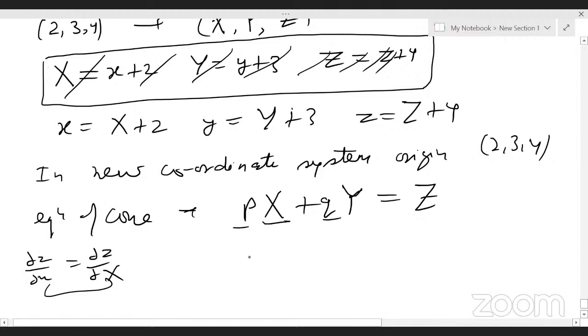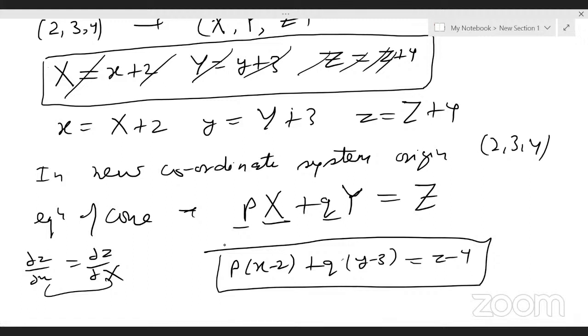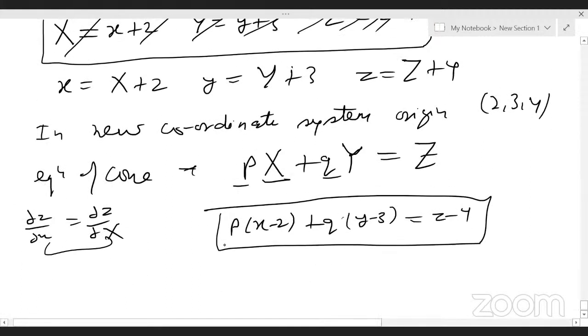Now what is capital X? Capital X is equal to x minus 2. So P of x minus 2 plus Q of y minus 3 is equal to small z minus 4, right? This will be the equation. This is a very simple way to do it. Okay, one more way is there to do it, that you can see in the PYQ section on YouTube. Okay, that can be done.